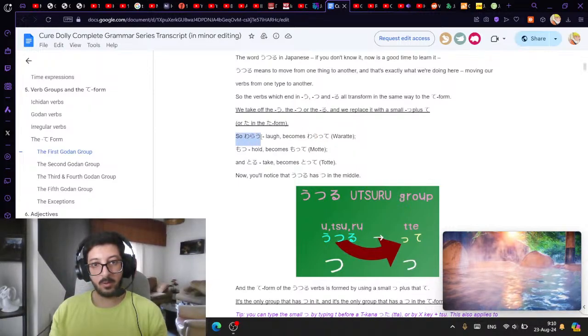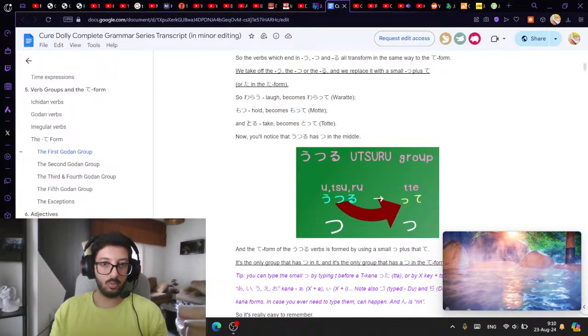Warau ends with u. We replace the u with a chisai tsu and te for laughing. So the te is laugh, it's ing, laughing. Warate. Motsu, hold, becomes holding. Motte.